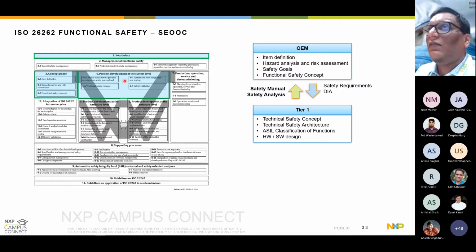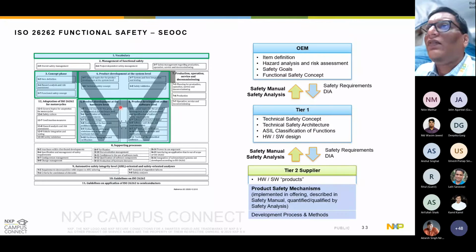Then we have the system level development, where the tier ones take in the functional safety concept as an input from an OEM, and then they develop the technical safety concept, the technical safety architecture. They identify different functions, and then they start to do the hardware and software design. This is the fourth part of the standard, which addresses the system level development or the technical safety concept development. Then we have the hardware level and the software level, which is in a way shared between the tier ones and the tier twos.